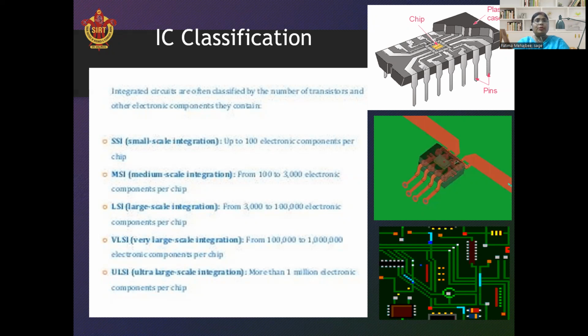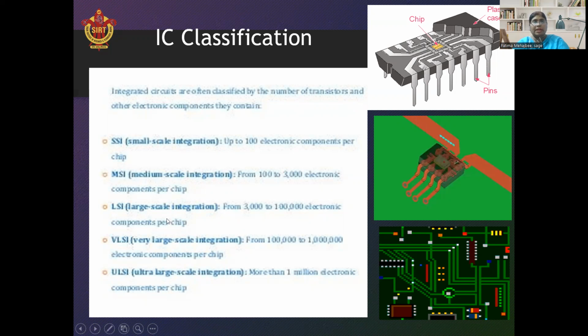Now, come to the classification of the IC. ICs are available in SSI, MSI, LSI, VLSI, and ULSI. SSI is small scale integration. Here, fewer than 100 electronic components can be fabricated on a single chip. Next is MSI, medium scale integration. Here, from 100 to 3000 electronic components can be fabricated per chip. In LSI, large scale integration, from 3000 to 100,000 electronic components can be fabricated per chip.